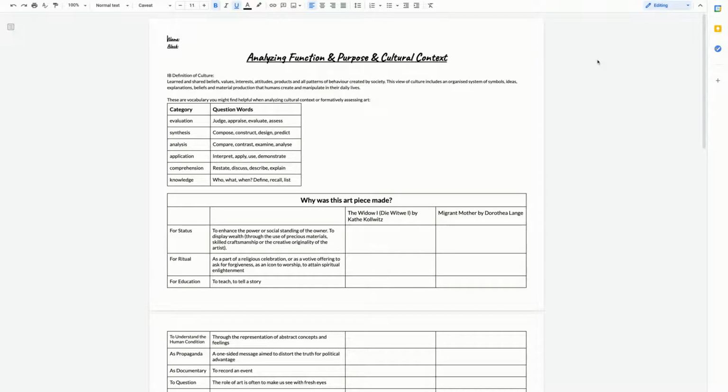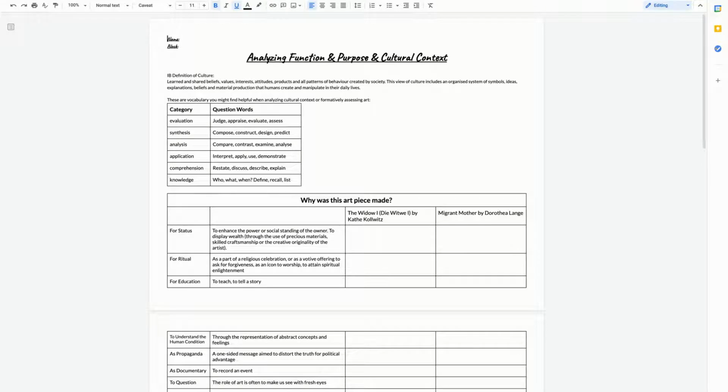So for this graphic organizer, we're going to be looking at function, purpose, and cultural context. I have some words here at the top that are guiding words that you may find helpful when thinking about some of these questions or writing your statements. For the graphic organizer, I recommend that you write in full and complete sentences. Try to use the name of the artist or the title of the piece frequently.